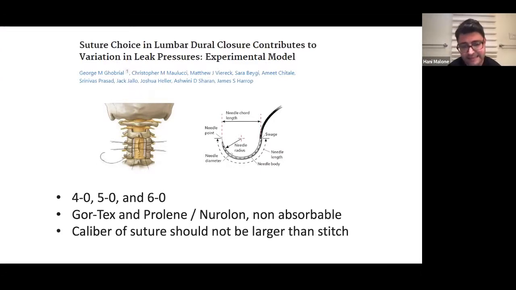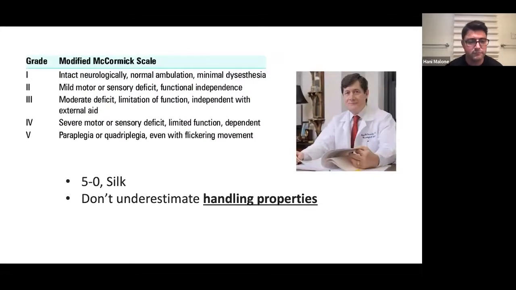If it is, then obviously the hole in the dura is going to be bigger than the stitch that fills it, and that'll allow for continued leakage. So most of the 4.0 and 5.0 needles are not going to have that problem. And then finally, if you have a needle with a pretty acute turning radius, that obviously makes it easier to turn in small corridors. So, learning from McCormick, I actually use a 5.0 silk.